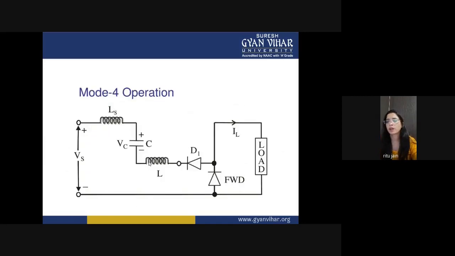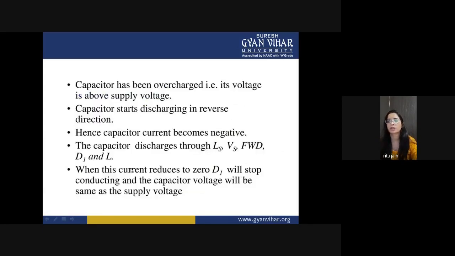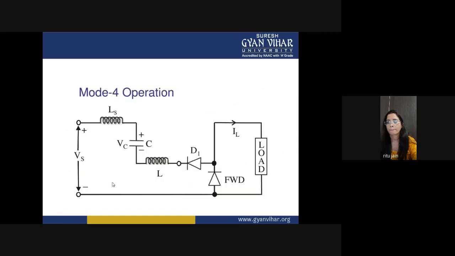So you can see that in mode 4 the capacitor starts discharging in the reverse direction, so it becomes negative, and hence the capacitor's current becomes negative. So the capacitor discharges through Ls, Vs, freewheeling diode D1 and L. When this current reduces to 0, D1, okay, you can see, yes, it is discharging in this mode.